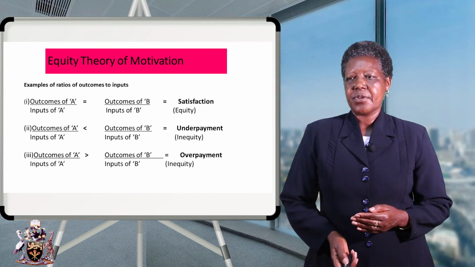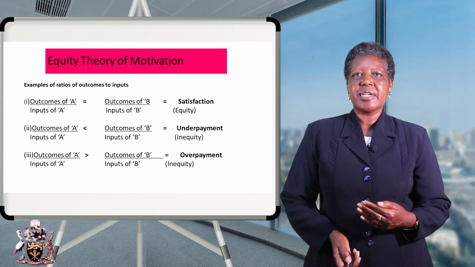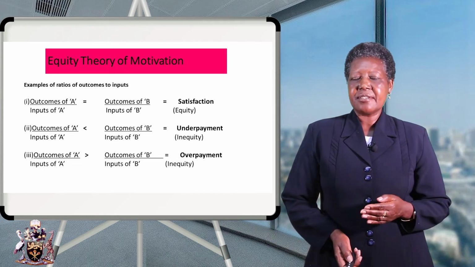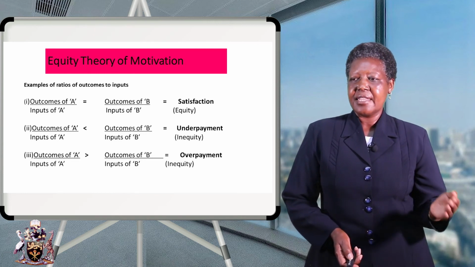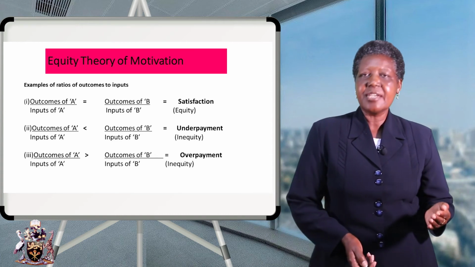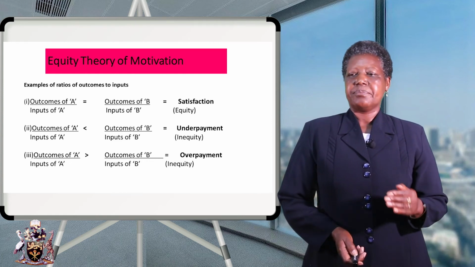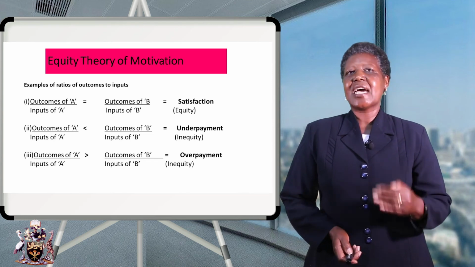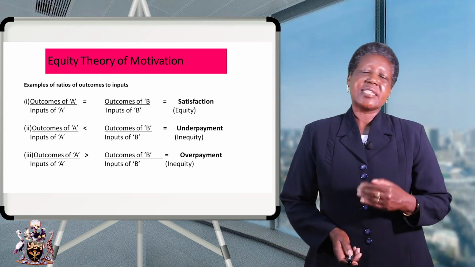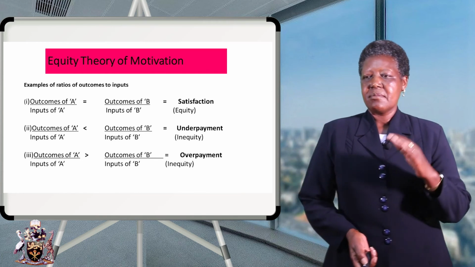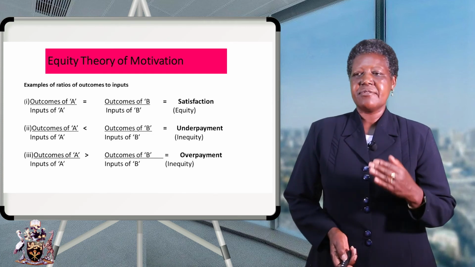Now, if this ratio of two peers in an organization is perceived to be equal, then there is satisfaction. If one employee perceives that their ratio is less than that of the other, then there is perceived inequity, which could be perceived as underpayment. The reverse is also true, where one perceives that their ratio is higher than that of a colleague or a peer, and therefore the perception is of overpayment, which again results in inequity. So the best situation is that of equilibrium, or where there is perceived equity.